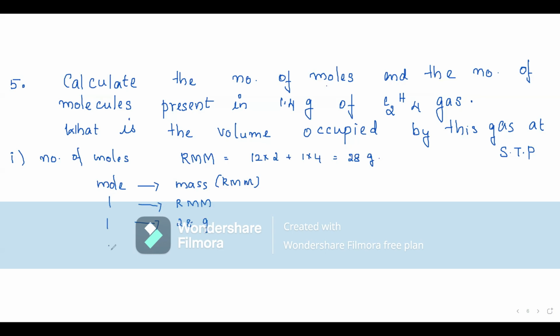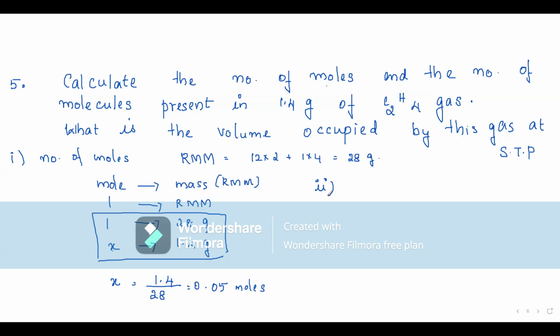Therefore, X moles will be present in 1.4 gram. How do we solve for X? So this is the relation, right? So X here will be 1.4 by 28. Okay, so that you should solve 1.4 divided by 28. 0.05 moles are present.